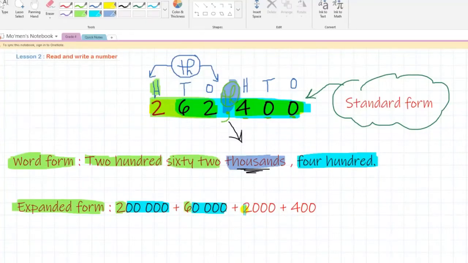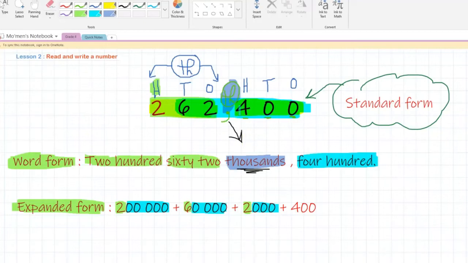The next one, we have here 2. The 2 in 1,000 place. So what we're going to do, we put 2 and how many digits to the right of 2? 3 digits, as we see here. So replace it with 3 zeros.